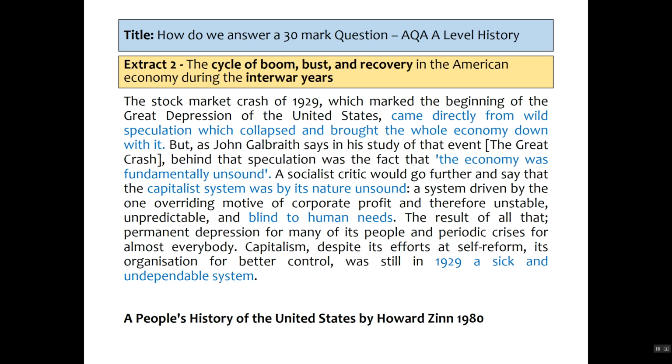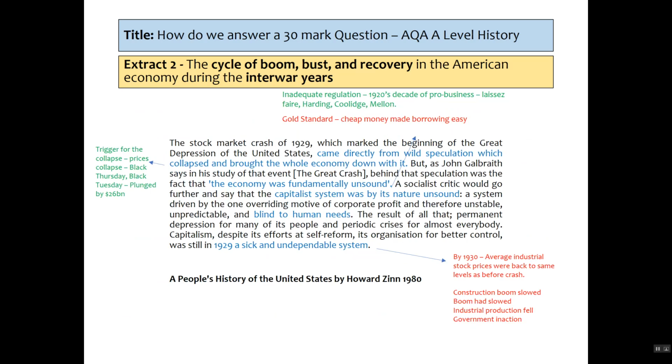We can say that there was a decline in the traditional industries in this period, the shipbuilding, etc., and we can say that there was wild speculation from 1927 when easy credit was available, and we're going to look at how we can use those in our answers. The last sentence, 1929, the system was a sick and undependable system, and we can certainly criticise and support some of the information in this.